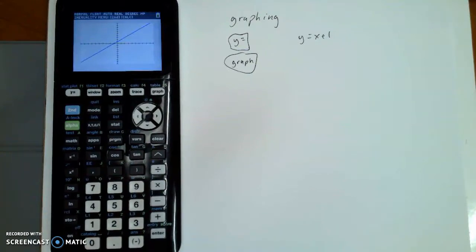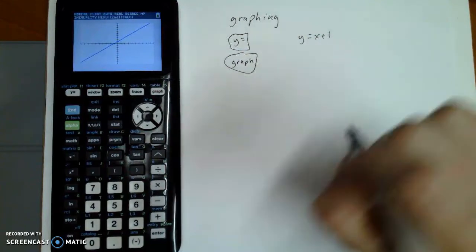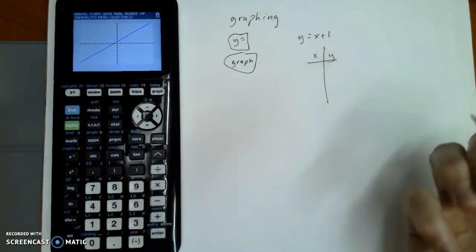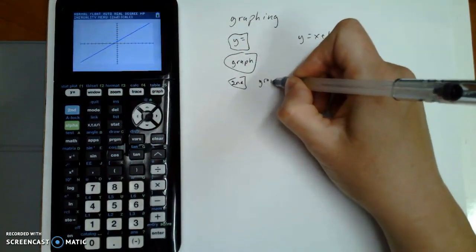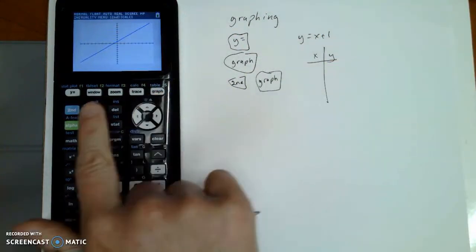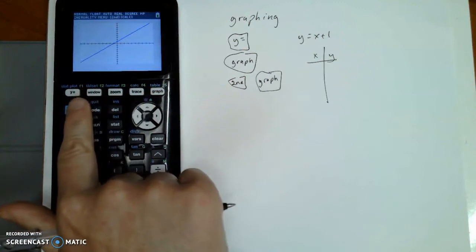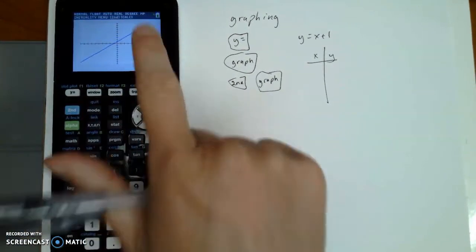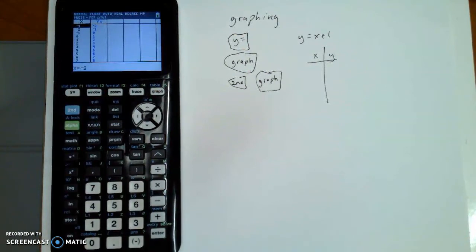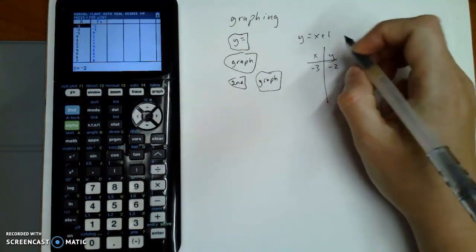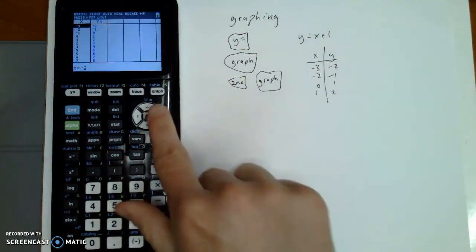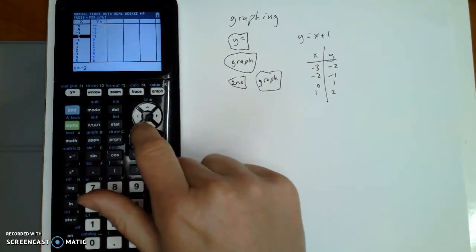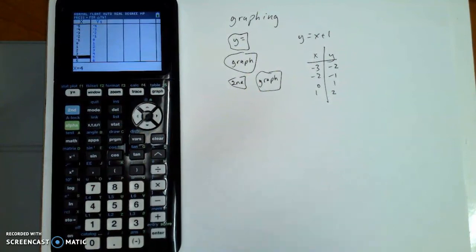Now, let's do a couple of things with this graph. Let's first look at a table of x and y values. This is something we often want to have, and to do that, I'm going to hit second and then graph. Again, all the blue stuff which is above the buttons, I access with the second button. So I hit second and graph, and we can see quite a few options here. For example, I've got -3, -2, -1, 0, 1, 2, and so on. I can also scroll up and down to get more values. Let me go back to the graph by hitting graph.